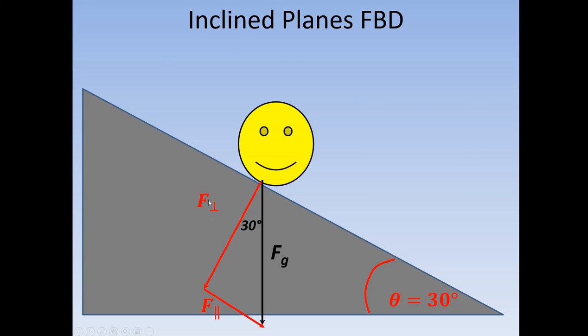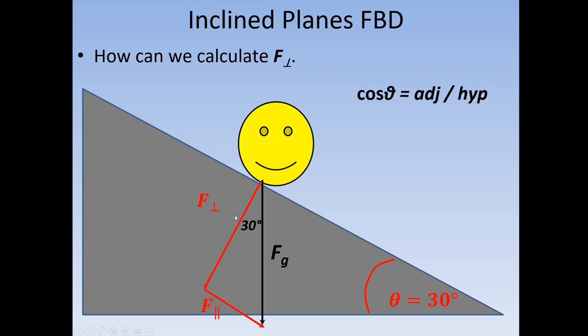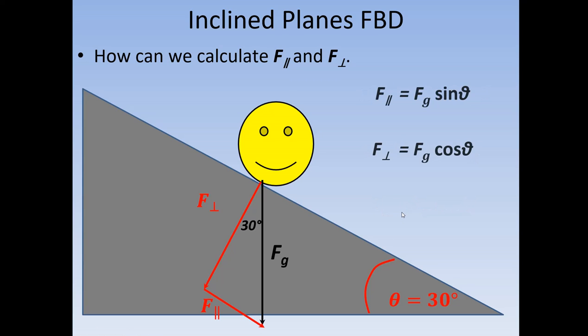If we want to look at the perpendicular, we would use cosine since it's adjacent to the angle. So we end up having cosine theta is F perpendicular over FG, or F perpendicular equals FG cosine theta. So our two equations are this: F parallel equals FG sine theta, and F perpendicular is FG cosine theta.